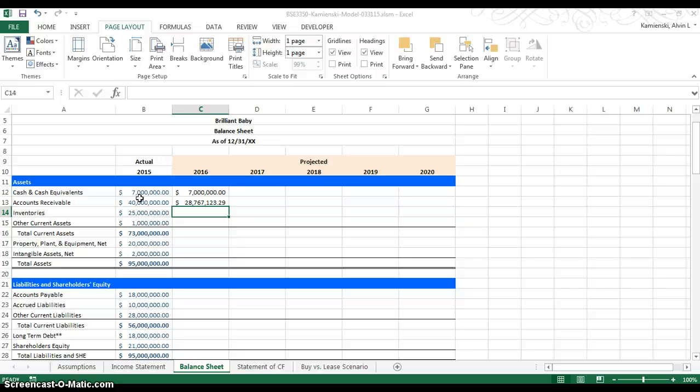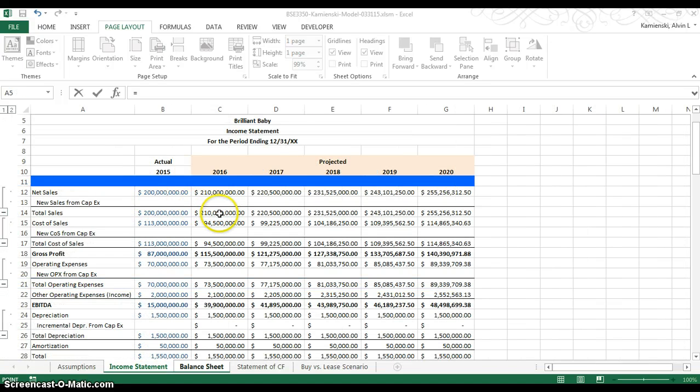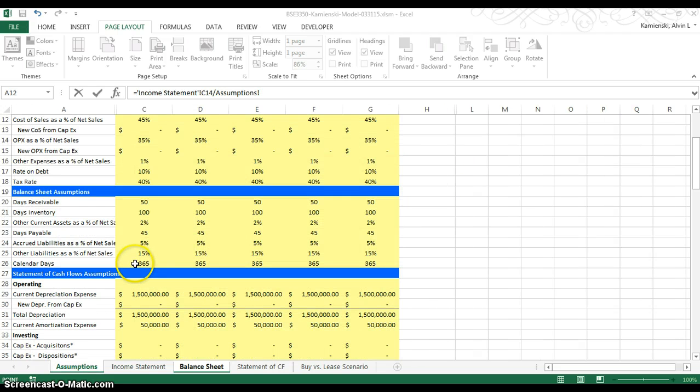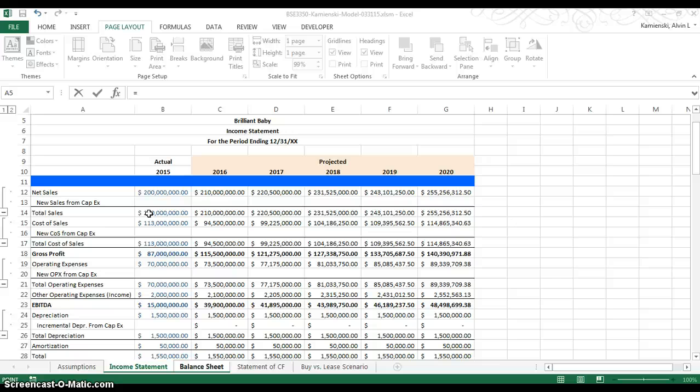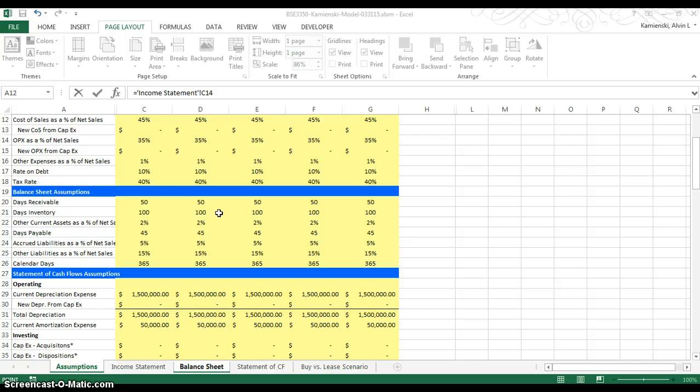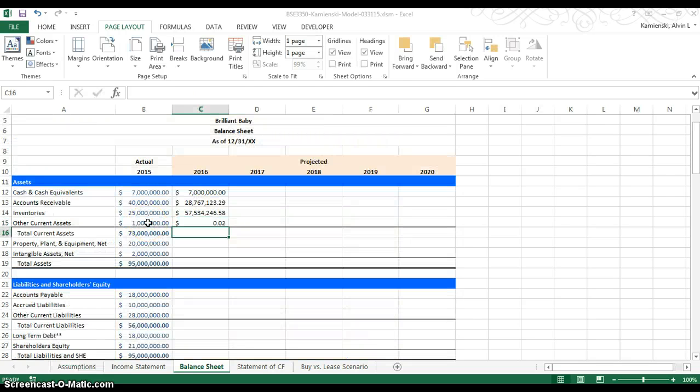Same thing will hold true for inventories then. The formula will be equals, go back up to total sales, divide that then by 365 days, and multiply that by the number of days in inventory. Other current assets is going to be a simple, straightforward percent of sales analysis. So equals, we go back to our income statement, total sales, multiplied then by our estimate for other current assets as a percent of sales.